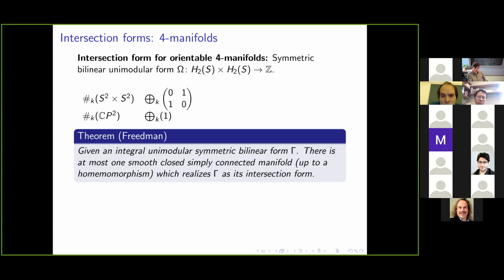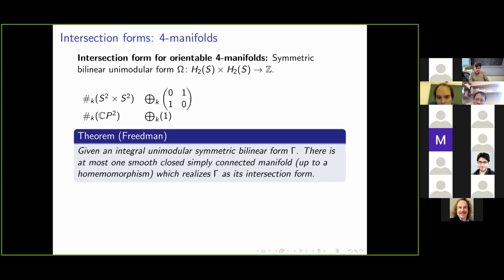And the intersection forms really say a lot about closed simply connected manifolds, and this is due to a theorem of Freedman, which basically implies the four-dimensional Poincare conjecture. This is the famous result that if we have an integral unimodular symmetric bilinear form, then we have at most one smooth closed simply connected manifold which realizes this gamma as its intersection form. He has a more detailed theorem, but with these assumptions, this is a corollary of Freedman's theorem.